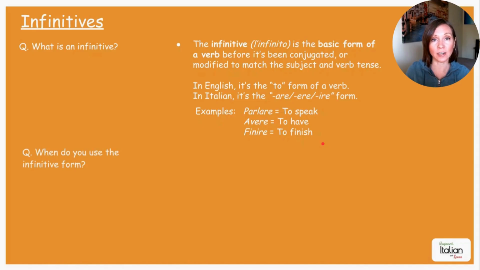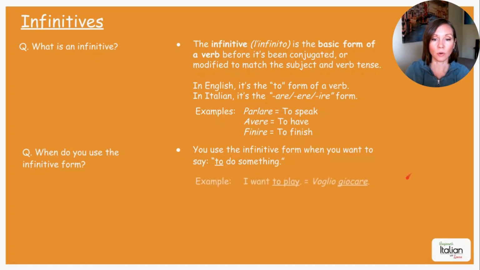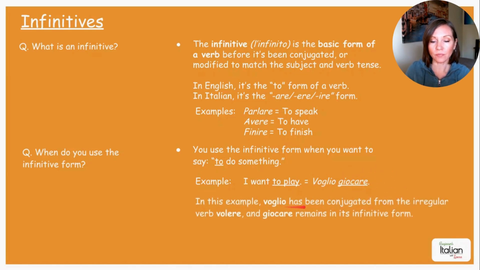You use the infinitive form when you want to say to do something. For example, I want to play. Voglio giocare. So I want, voglio, to play, giocare. In this case, you leave on the ARE ending and you don't conjugate it. In this example, voglio has been conjugated from the irregular verb volere, and giocare remains in its infinitive form.